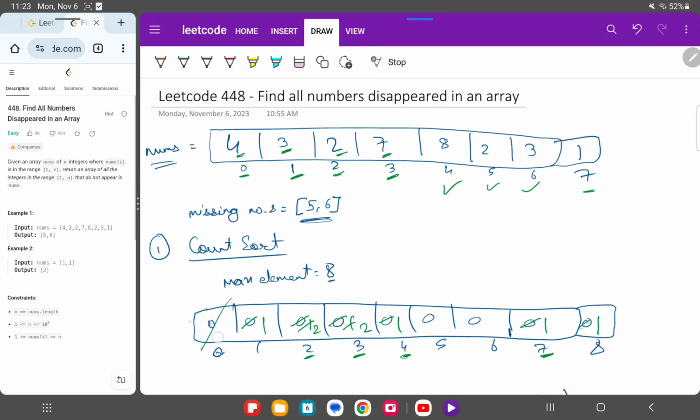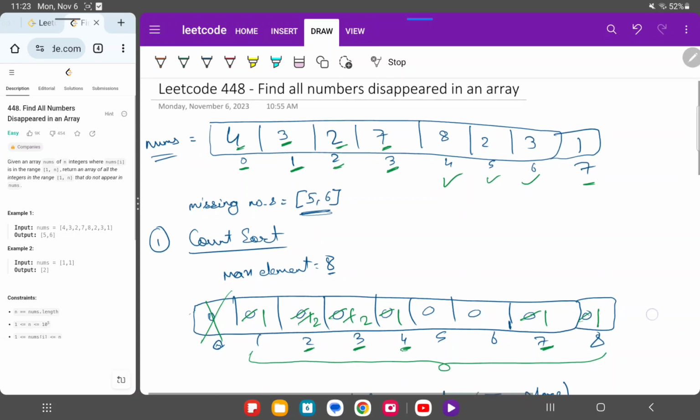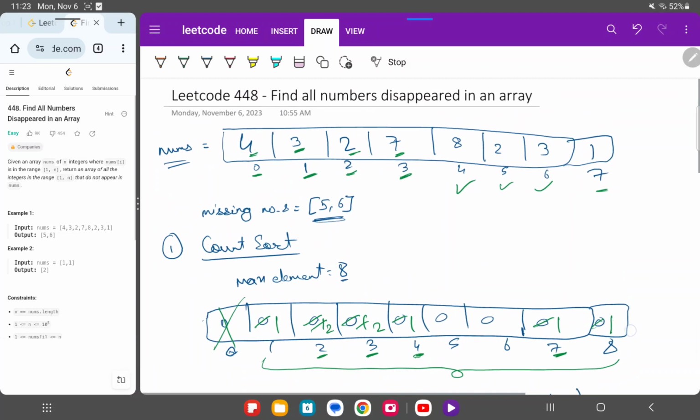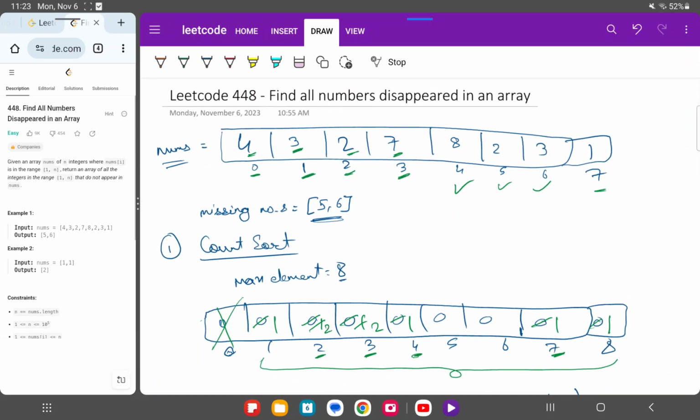So except for index 0, from 1 to n, being 8 in this case, what are the missing numbers here? Everything has been encountered since their value is greater than 0. But there are two integers whose value is not greater than 0. Those are equal to 0. That means they've never been encountered. So these are our missing numbers, which are 5 and 6. This uses an additional memory of O(n). So there's a space complexity of O(n) for the additional memory as well.